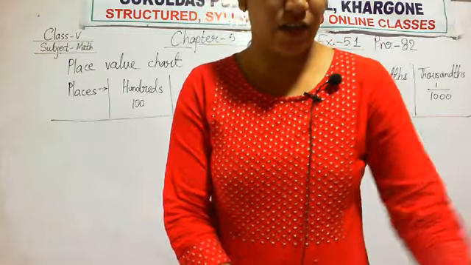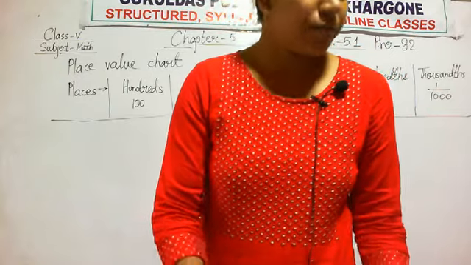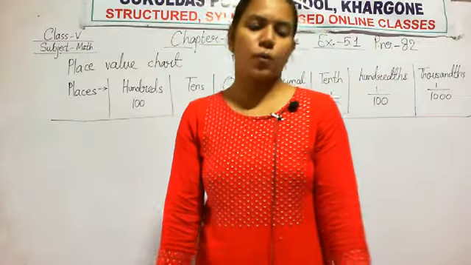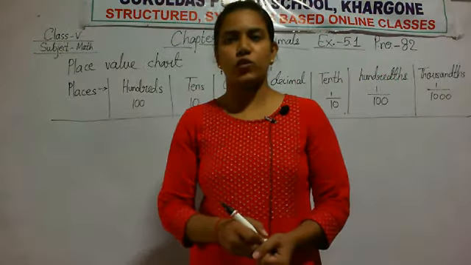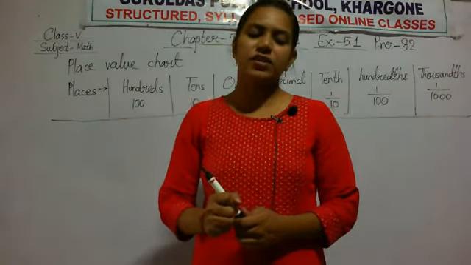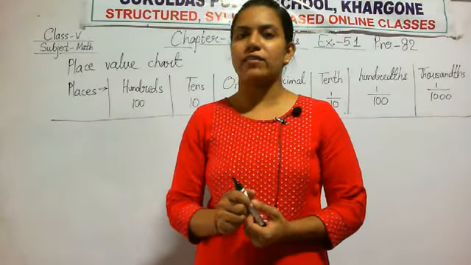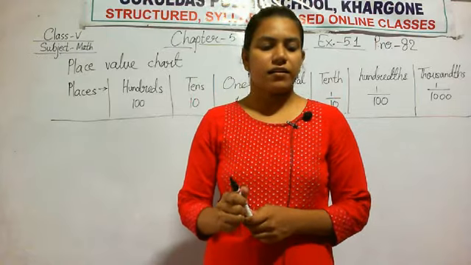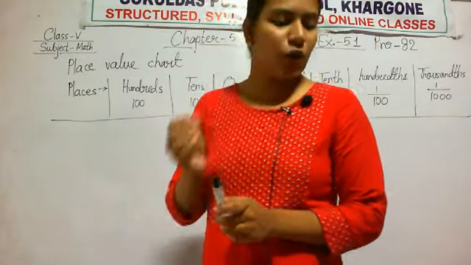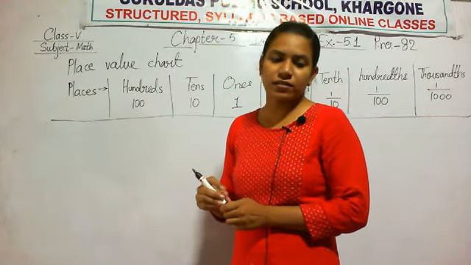In today's class we are going to complete the remaining questions of exercise 5.1. So open book page number 82, exercise 5.1, question number 3. Write the short form of the following and write the number names. So here is the given.